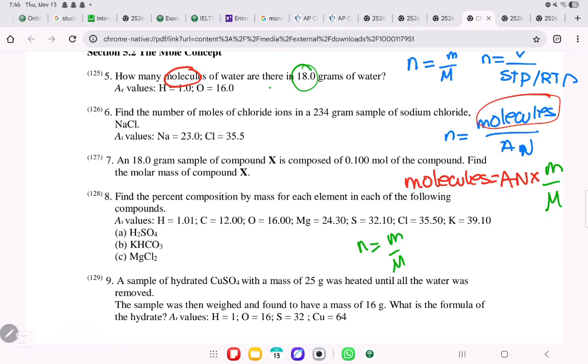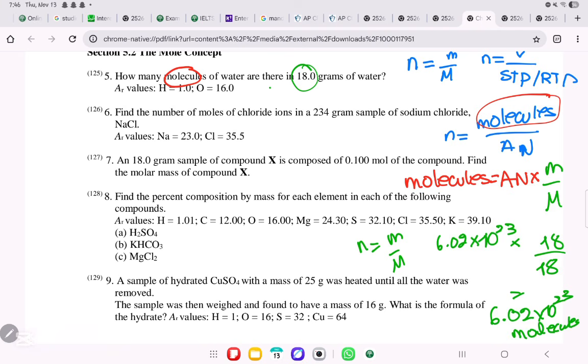Avogadro's number, you guys are supposed to have it memorized. It's 6.02 times 10 to the power of 23 times the mass, which is 18 grams of water, over the molar mass of water, which is also 18 grams, which will give me 6.02 times 10 to the 23. So we will have 6.02 times 10 to the 23 what? Molecules. That's it for question number 5.